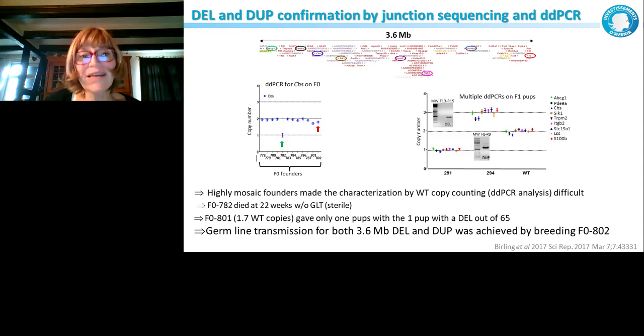We could obtain that. And when we checked here with different probes, the different colors, you can also see the gene on the top. When we checked with different droplet digital probes, we could indeed see that the whole region was either deleted or duplicated according to the F1 animal we could see.